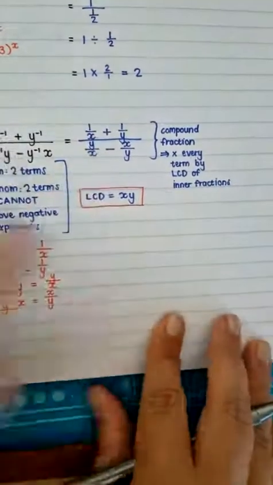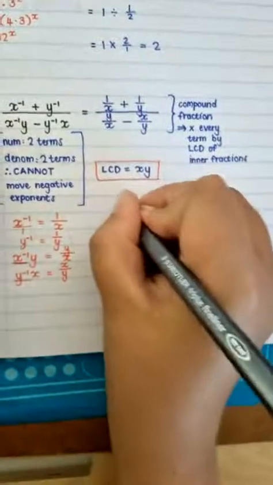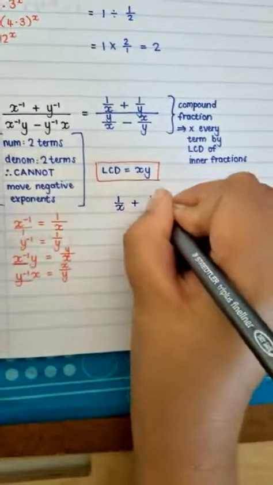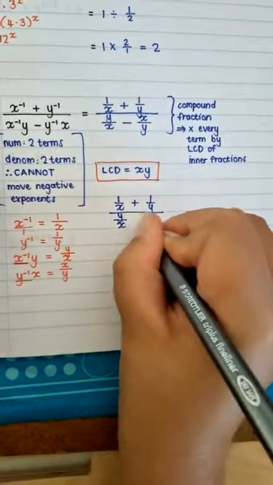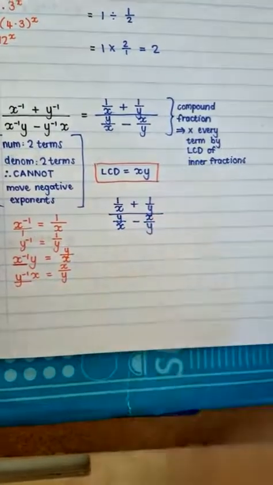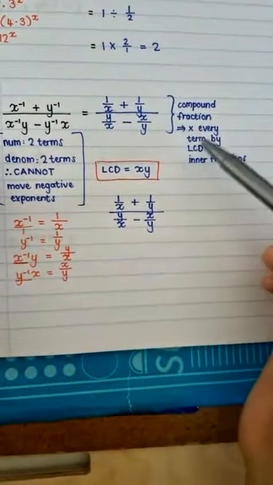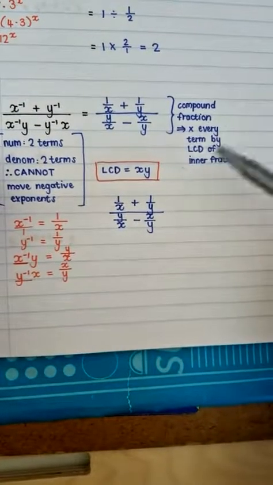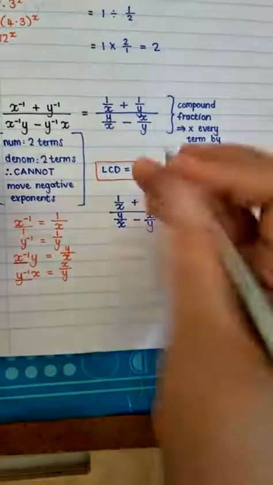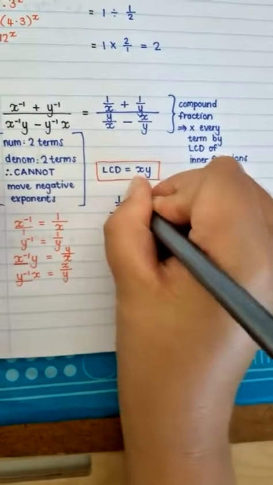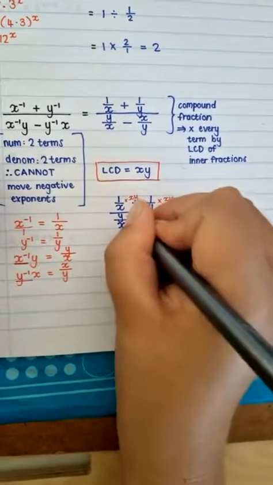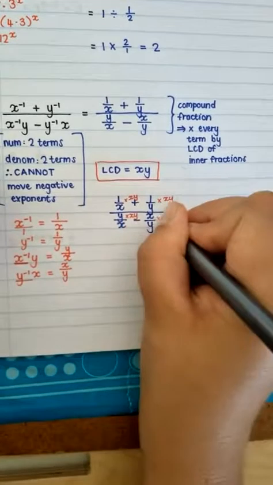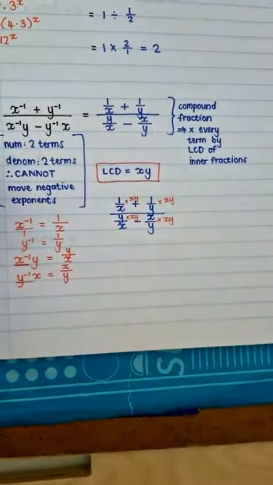I'm just going to rewrite this line because it's a bit messy. So we have 1 over x plus 1 over y at the top, over y over x minus x over y at the bottom. My method of simplifying is saying that we need to multiply every term by this LCD. So take a different color pen. I'm going to multiply the first term by xy, the second term by xy, that term by xy, and that term by xy.